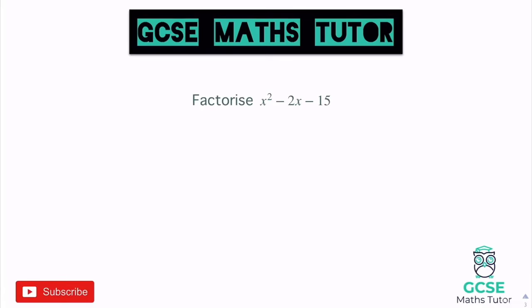We've got negative 2x in the middle and negative 15 at the end. So let's draw our brackets and think about what numbers multiply to make 15. So we've got 1 and 15, or 3 and 5.